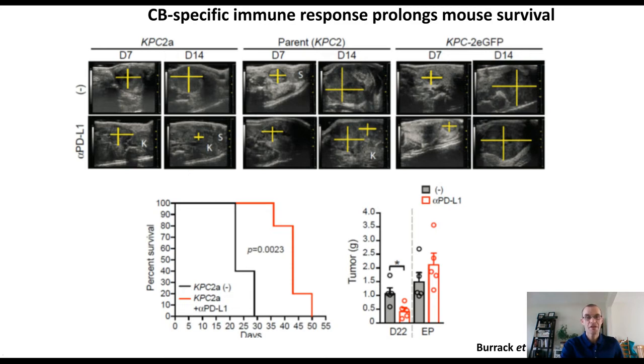We can also quantify tumor volume by ultrasound imaging, in addition to luminescence, which is the only method that would quantify tumor size in the absence of this luminescent molecule. So in cell lines that either don't express the construct at all, this parental KPC2 line in the top middle, or the GFP only control cell line, our tumor volumes did not decrease following PD-L1 blockade. Whereas the click beetle expressing line, those tumors were smaller following PD-L1 blockade.